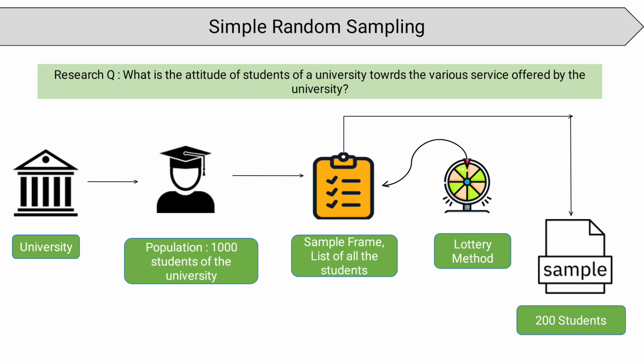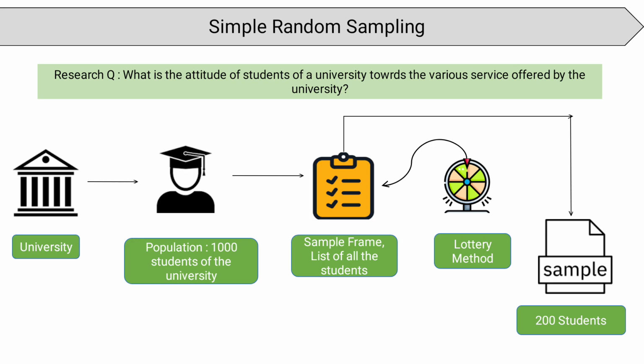So from the university of 1000 students, which is your population, you use a sample frame by listing all the roll numbers or student names. Then you use lottery method and you collect 200 students. So now your sample is 200 students. In this way you can use simple random sampling to choose your sample for your research.